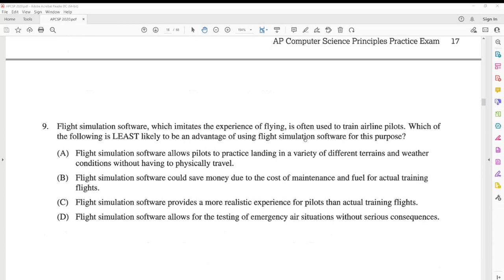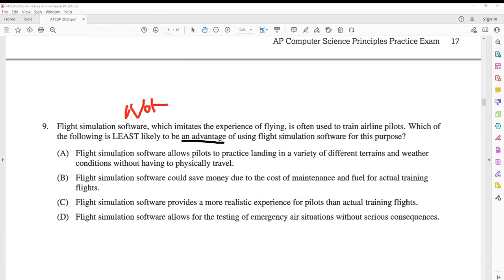Okay. Number 9. Flight simulation software, which imitates the experience of flying, is often used to train airplane pilots. Which one is least likely? So it is not the advantage of the flight simulation. Which one is not an advantage of doing simulation?